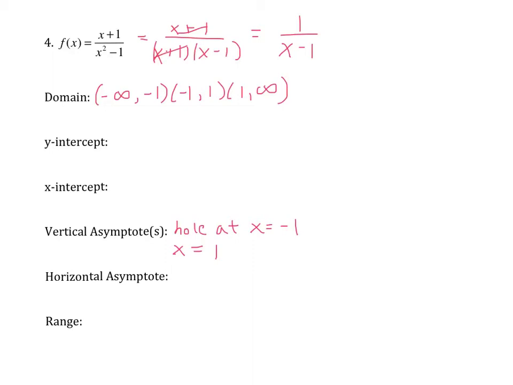To find the y-intercept, we want to plug in 0. So when we do that, we get a -1. And to find the x-intercept, we want to set the numerator equal to 0. So that will also be a -1.